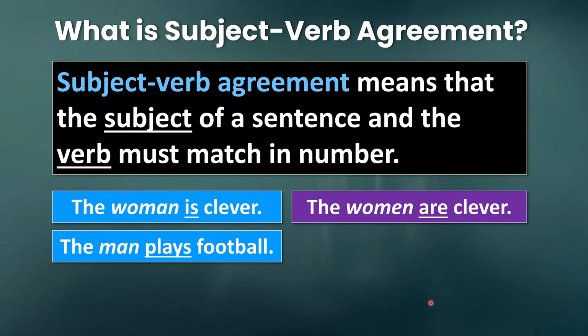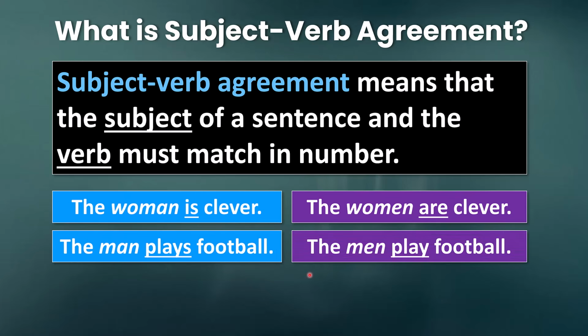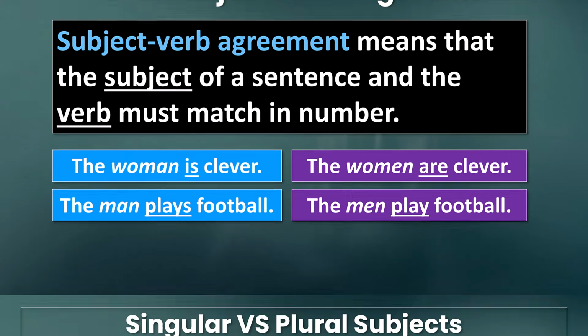Here's another example. The man plays football. Man is singular, so plays is also a singular verb. Whereas the men play football. Here we have a plural subject, men, so we have a plural verb, play. So let's talk about 5 basic rules in more detail.